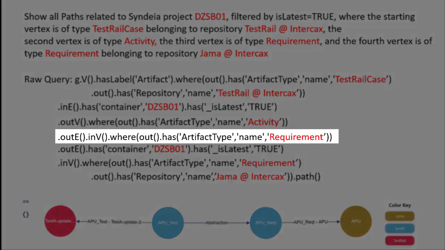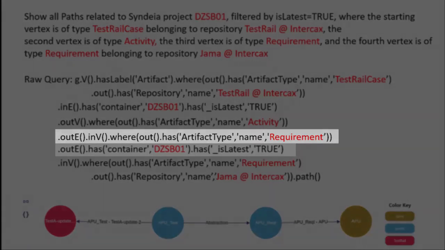The next step in the query asks for outward edges leading into artifacts of any type with the name requirement. The earlier comment about type names is particularly relevant, since SysML, DoorsNG, JAMA, and perhaps other tools all have elements named requirement. We could use the type property of this vertex, or specify the owning repository if we need more precision. And we could also filter by the type of edge in this line.